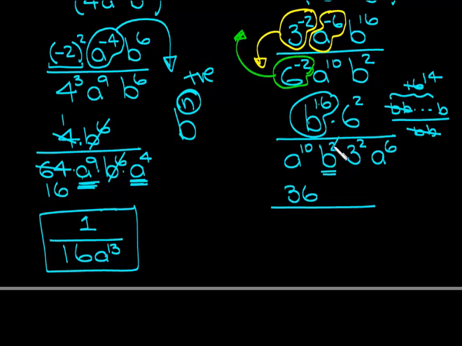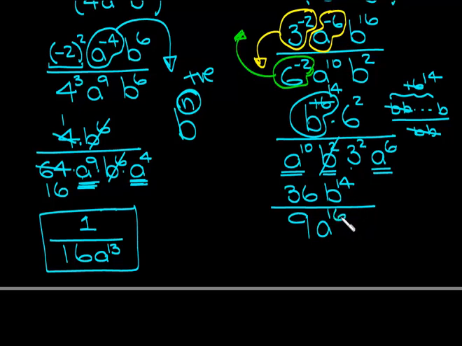So I can do that over here. I can get rid of this and make this a 14. So on the top I have b to the 14. Okay. On the bottom I have 3 squared, which is 9. And then you have a to the 10 and a to the 6 on the bottom. So you have 10 a's over here and 6 over here. So the total number of a's on the bottom we have 16.